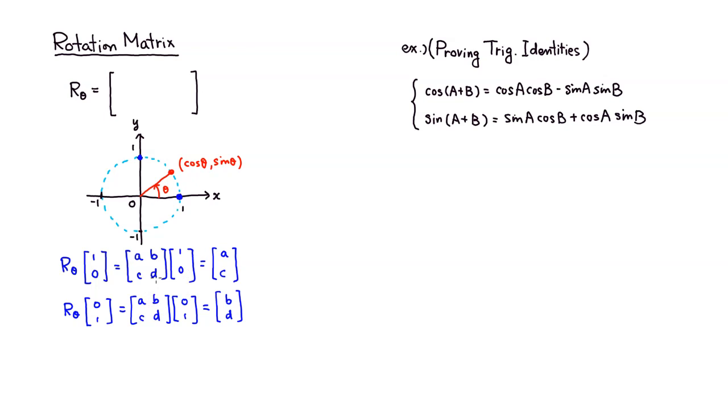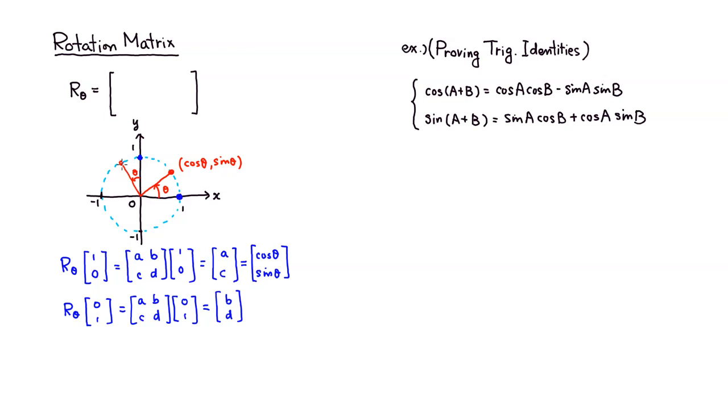And we know exactly where these are going. The first one, we know, is going to go to cosine of theta, sine of theta. What happens if you rotate this (0, 1)? It's going to go over there. It's going to rotate by theta.